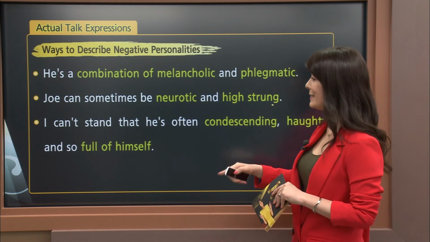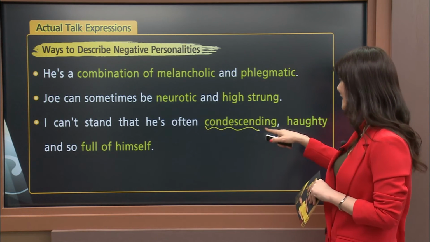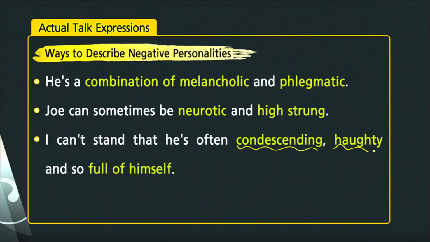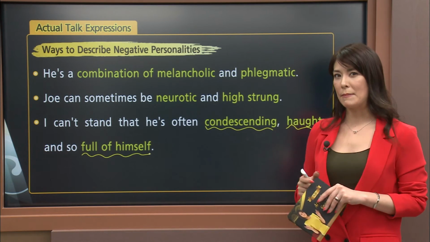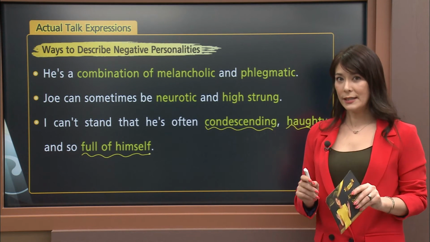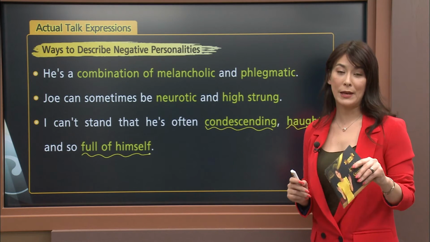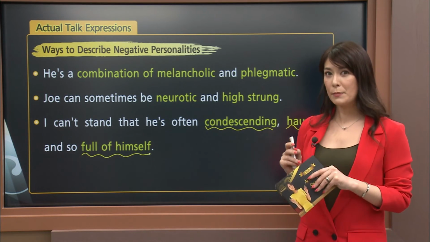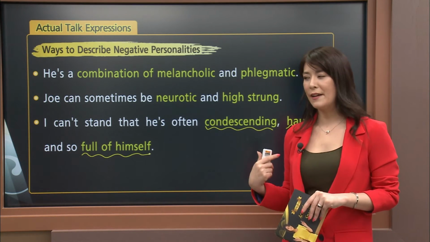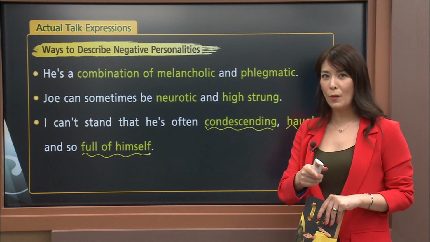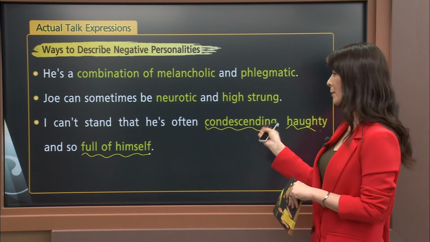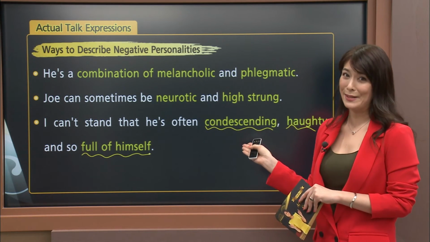Moving on, I can't stand that he's often condescending, haughty, and full of himself. Now, these are all very, very similar. They have similar definitions. If you see that somebody is condescending, what does that mean? Condescending. A person that always finds fault in other people. For example, if this person thinks, oh, I'm the best, I have the best personality, I'm the smartest, I'm better than you, always do this wrong and that wrong, that person is condescending. Not a very nice person, right?